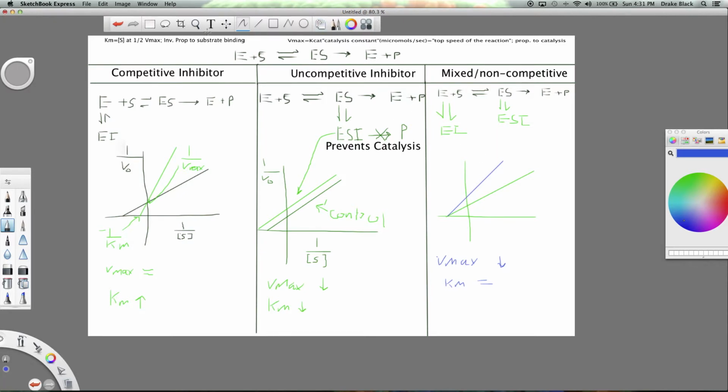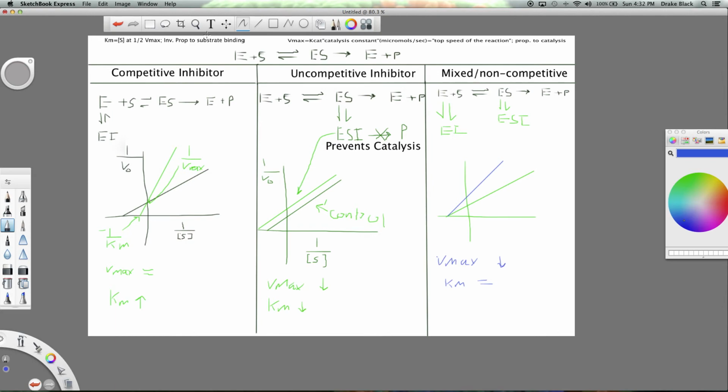Couple other things to note. So binding of a substrate is inversely proportional to the Km value, and the binding of the substrate is proportional to the Vmax. So in other words, if the Km value is high, then the binding affinity is going to be really low, and inversely, if the Km is low, then the binding affinity is really high. But the binding of the substrate is also proportional to the Vmax, so that means high Vmax, high binding affinity, low Vmax, low binding affinity.